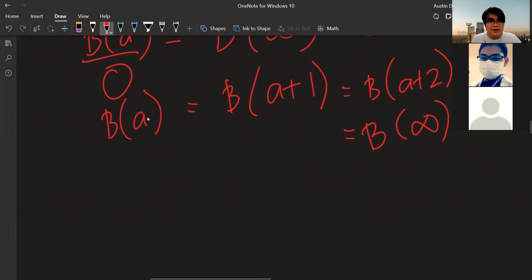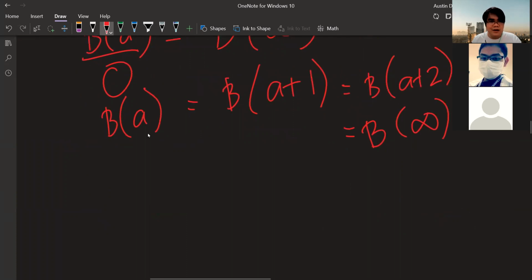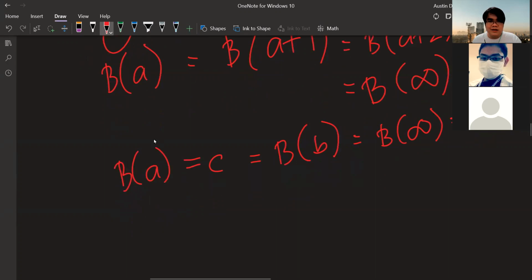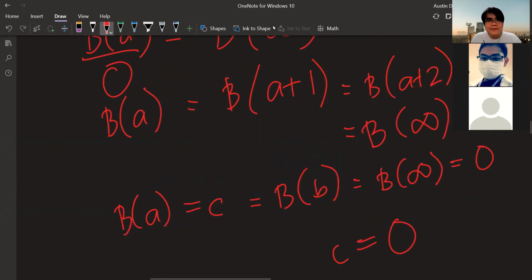Kasi kung hindi zero si BA, kunwari BA is some constant, pero sinasabi mo na si BA ay equal sa BB, okay, sample. And then, kunwari si BB nag-extend to infinity, pero si B at infinity, alam mo, by Biot-Savart law, zero yan dapat. So, C, that constant, should be equal to zero. Kuha na ba? Nakuha ba? Nagets ba? Nagets?